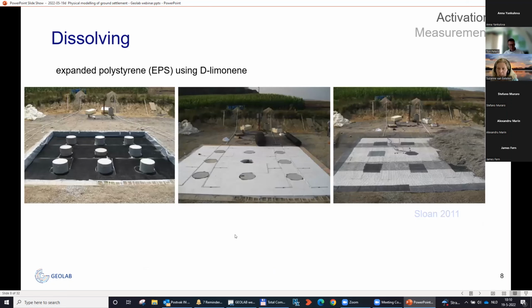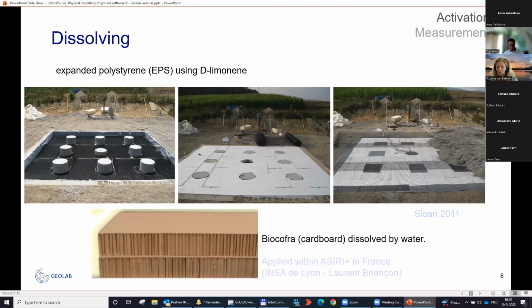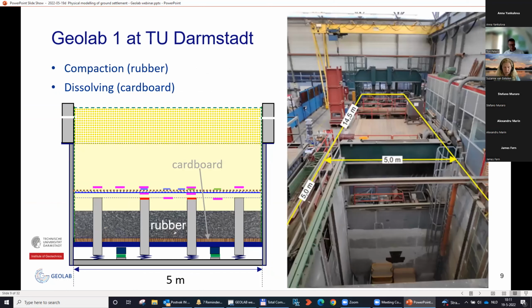Here we have an American example where they used EPS and dissolved this using D-limonene, which is basically the juice of an orange skin. Another example of dissolving is using cardboard, dissolved by water. This is being applied currently in experiments at Acciri Plus in France. In the current round of Geolab, the first round, we have already done small-scale experiments on piled embankments in the Deltares lab, and now a nearly full-scale experiment will be done at TU Darmstadt, and there we will combine compaction of rubber, and underneath that a cardboard which will be dissolved by water.